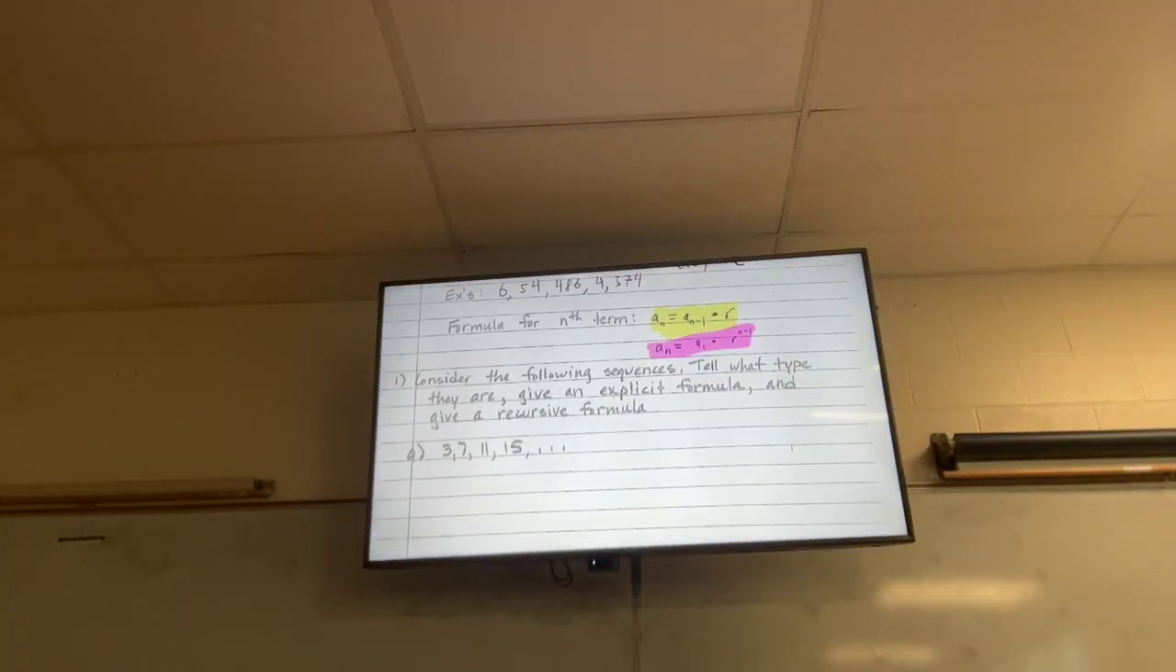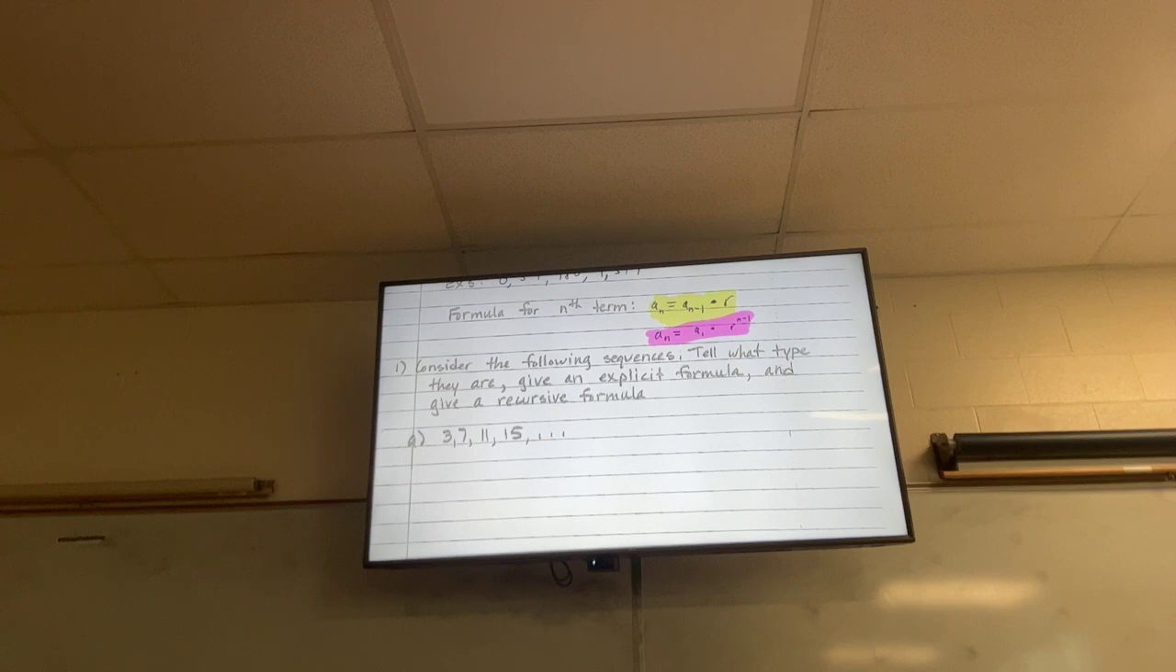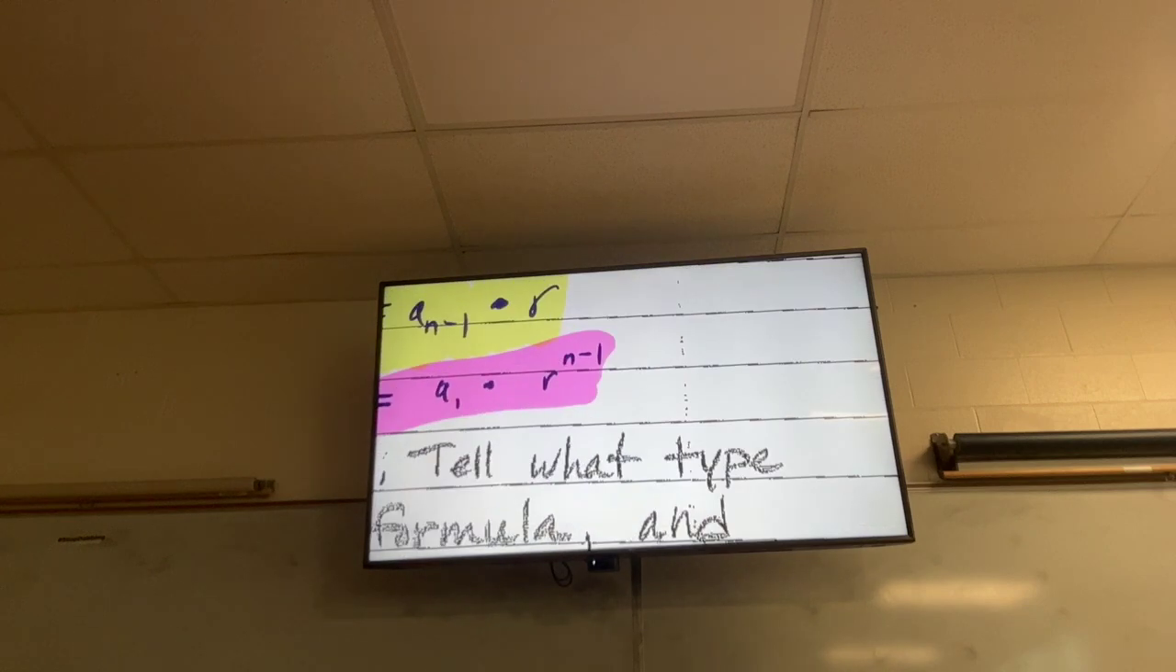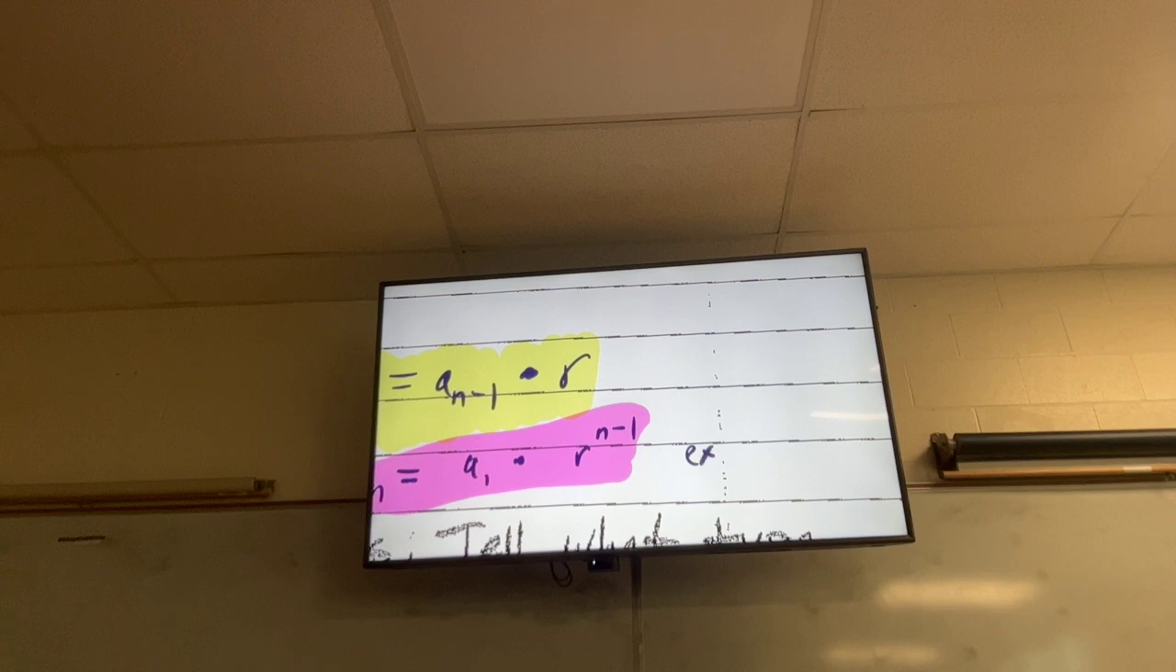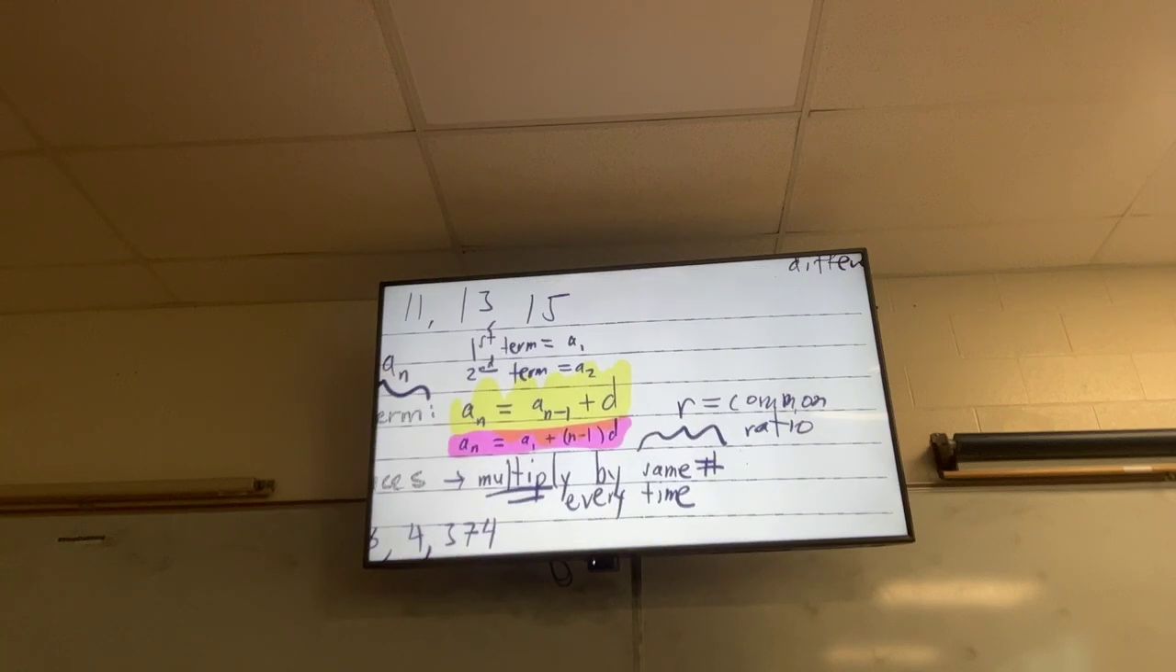Okay. So this is what's called an explicit formula. Explicit. This is what's called recursive. So explicit.